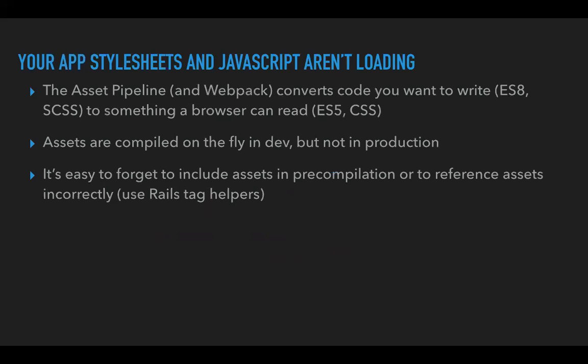In addition, if I reference an image in my CSS, and I don't reference it using the Rails image tag helpers, it's not going to know, once it's pre-compiled, what the correct name is and where to find it. So now the background on my page isn't loading. So remembering to use all those Rails tag helpers for images and other assets is super helpful to avoiding this problem.